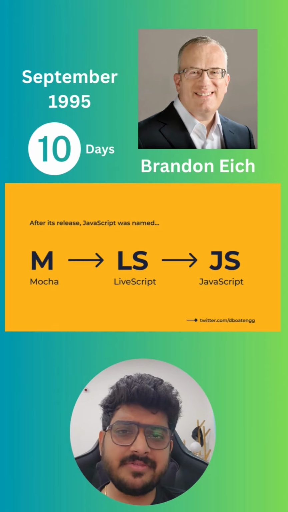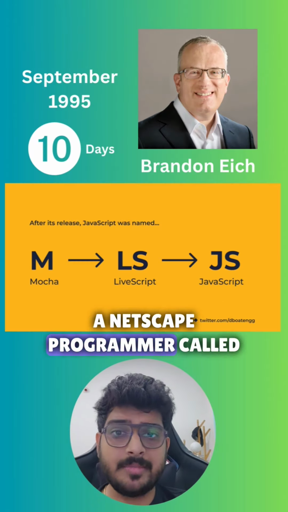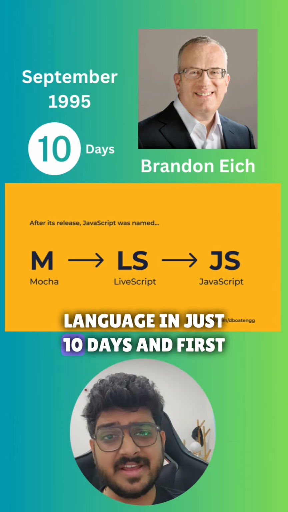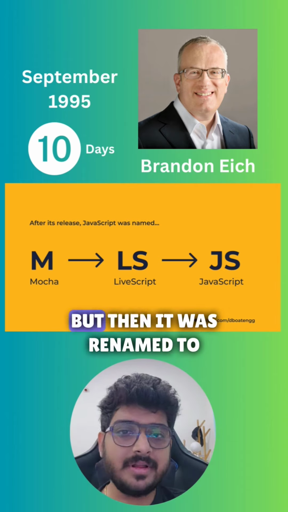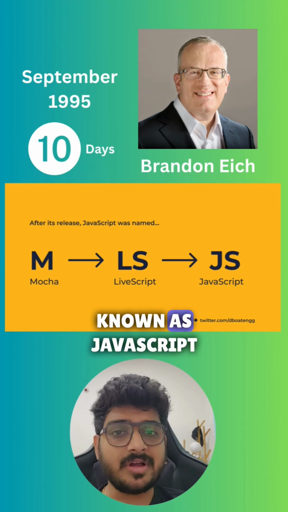In September 1995, exactly 28 years ago, a Netscape programmer called Brendan Eich developed this language in just 10 days. At first it was called Mocha, but then it was renamed to LiveScript, and later it became known as JavaScript.